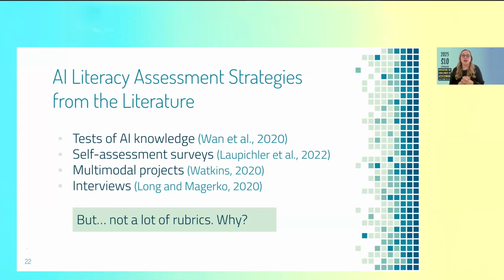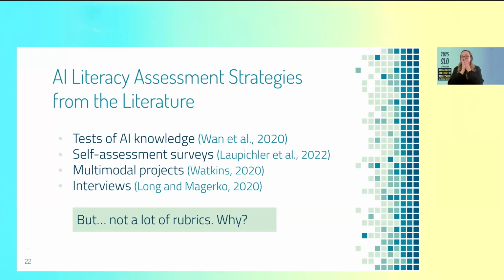I will say there are some different strategies for assessing AI literacy that are already at work in the literature. That includes tests of AI knowledge. Honestly, these are knowledge tests, like what was the first neural network or something like that. So these are basic knowledge tests where students are reproducing, usually on the remembering and understanding side of Bloom's, what these basic functionalities are.